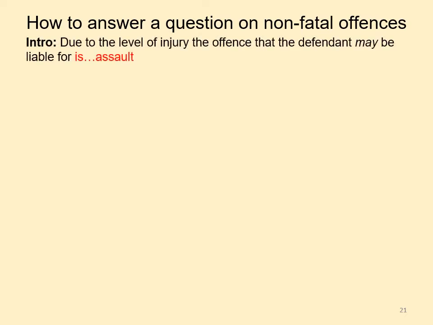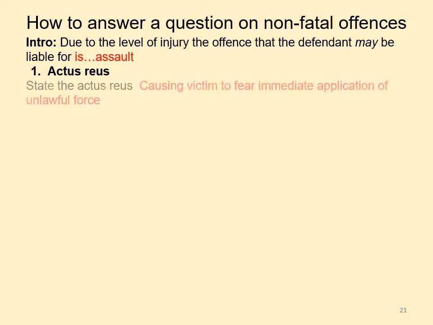You're going to have an introduction, and your introduction is the same with a small tweak. The bits that I put in red are where your answers are going to vary depending on the actual scenario. So due to the level of injury or lack thereof with the assault, the offence that the defendant may be liable for is, insert name here, assault in this case. So you'll start with the actus reus, as you always do.